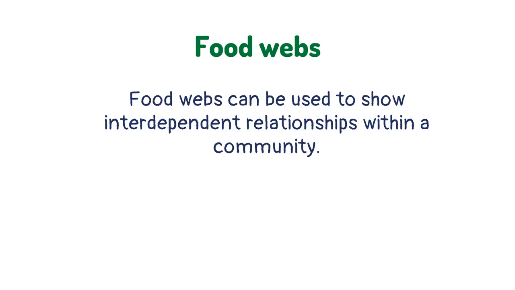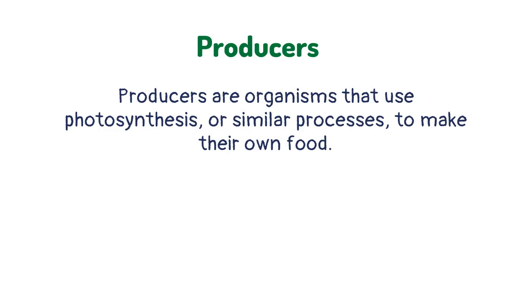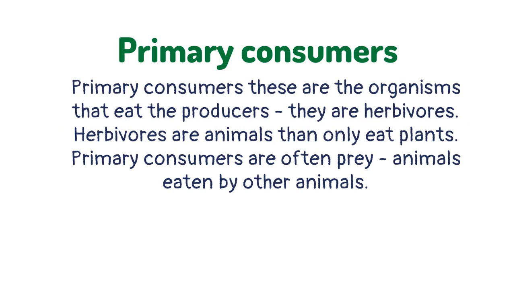Food webs can be used to show interdependent relationships within a community. This diagram shows a food web that might occur. Producers are organisms that use photosynthesis or similar processes to make their own food. Primary consumers are the organisms that eat the producers. They are herbivores. Herbivores are animals that only eat plants. Primary consumers are often prey, animals eaten by other animals.